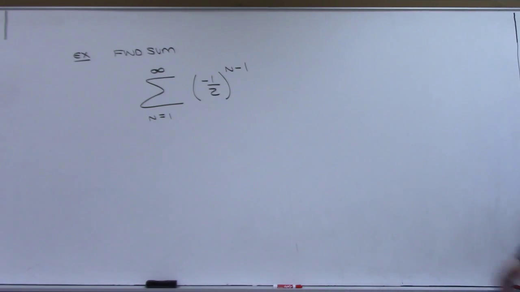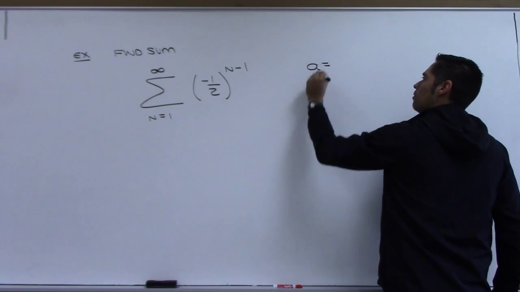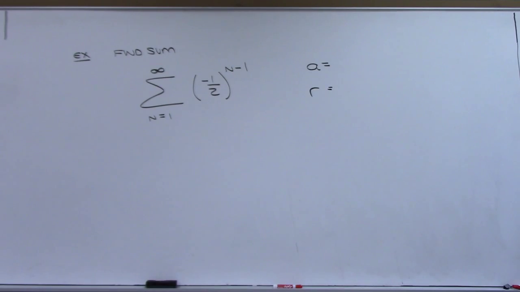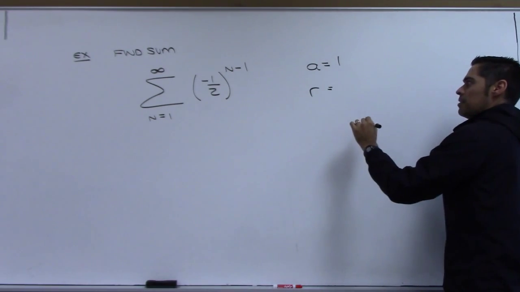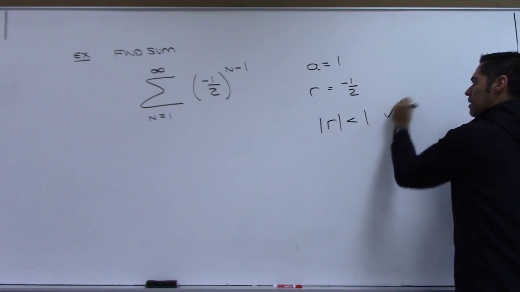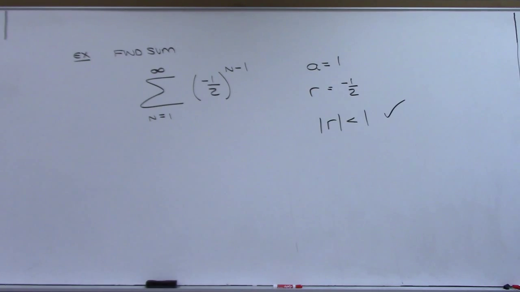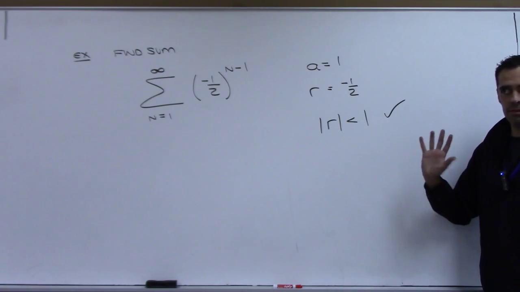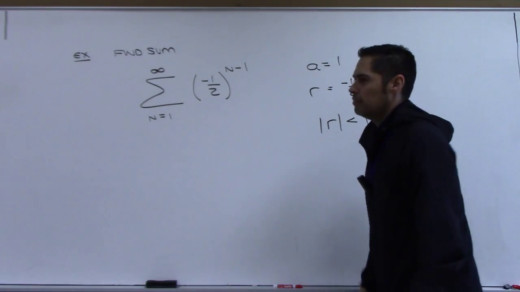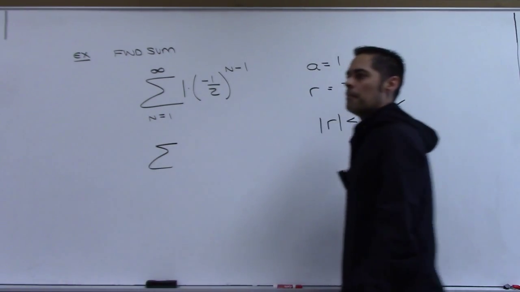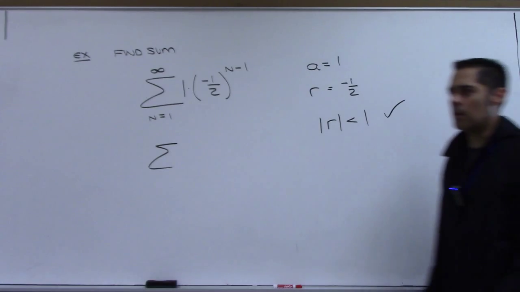Anyway, okay. This is a geometric series, right? What's A? What's R? A is 1. R is negative 1/2. Is the absolute value of R less than 1? Yes. Therefore, it converges, right? This converges. Agreed? Yes. Sorry, I'm confused where you got your A from. There's 1 right there. Oh, okay. Oh, yeah, right. Never mind. You good? Yeah, sorry.